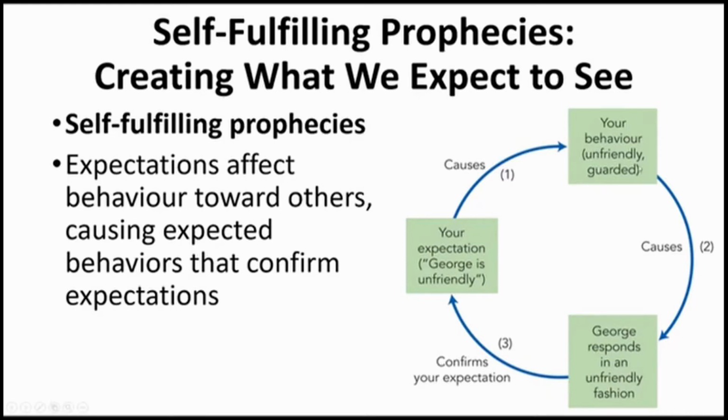And that behavior, your actions, are going to cause George to respond in an unfriendly way because, well, you were unfriendly first. But George acting in an unfriendly way is going to confirm your expectation that George is unfriendly. So here, in this case, you don't actually know if George is unfriendly or not because the only action we see by George is that he's responding in the same way that you acted towards him. So George might be a really friendly person, but because you acted unfriendly towards him, he acted unfriendly in response, and your original expectation is confirmed.